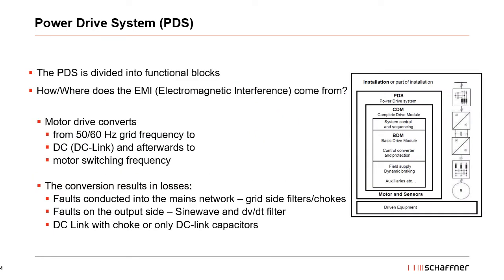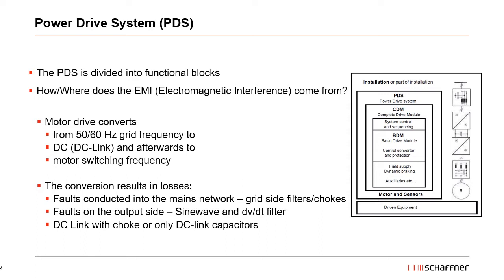Good, so what is the power distribution system about and what are the different kinds of functional blocks in it? And where does the EMI, electromagnetic interference, come from? Usually, if we look at this kind of example, it comes from a motor drive which converts from 50 Hertz, or 60 Hertz in the US, grid frequency to DC in the DC link, and afterwards again to a motor switching frequency, getting the motor to rotate at a certain frequency as well.